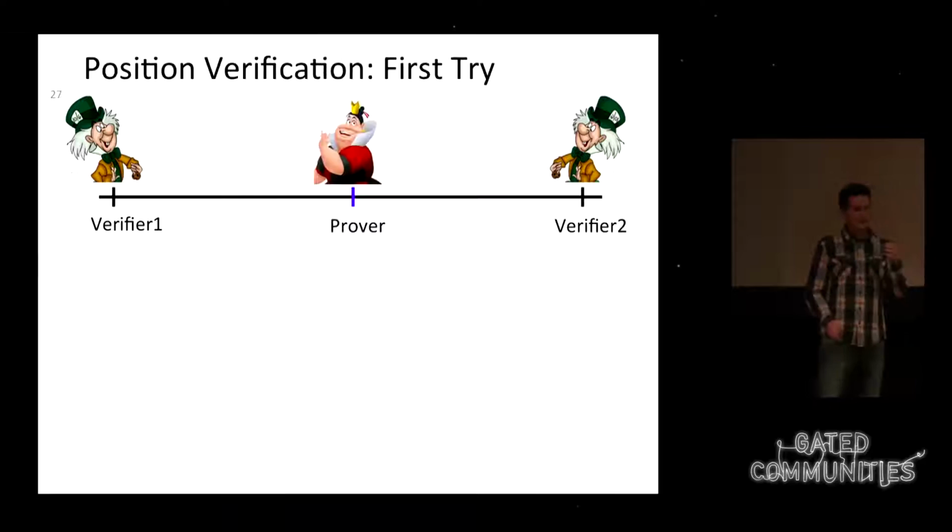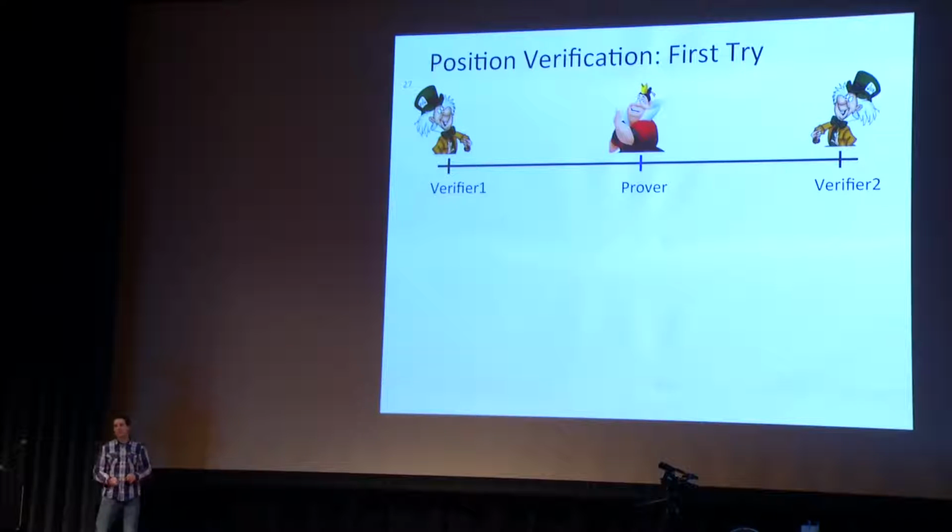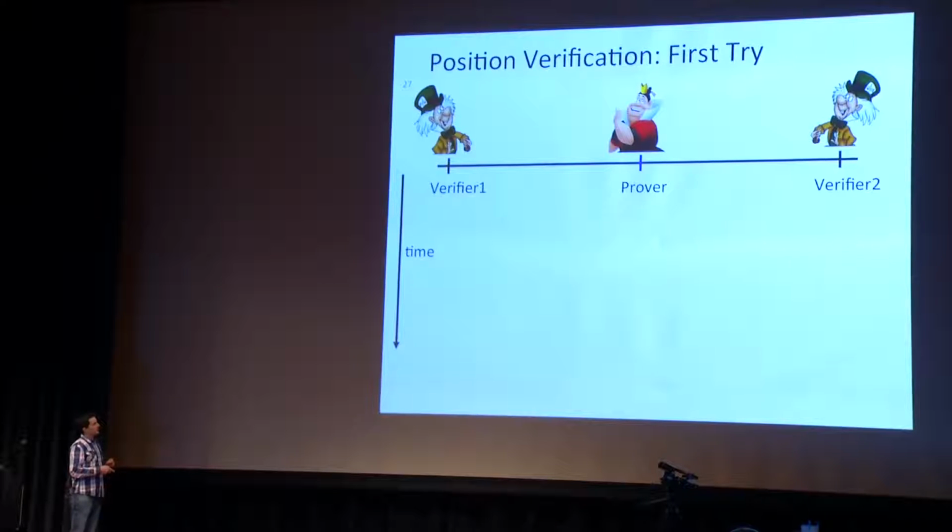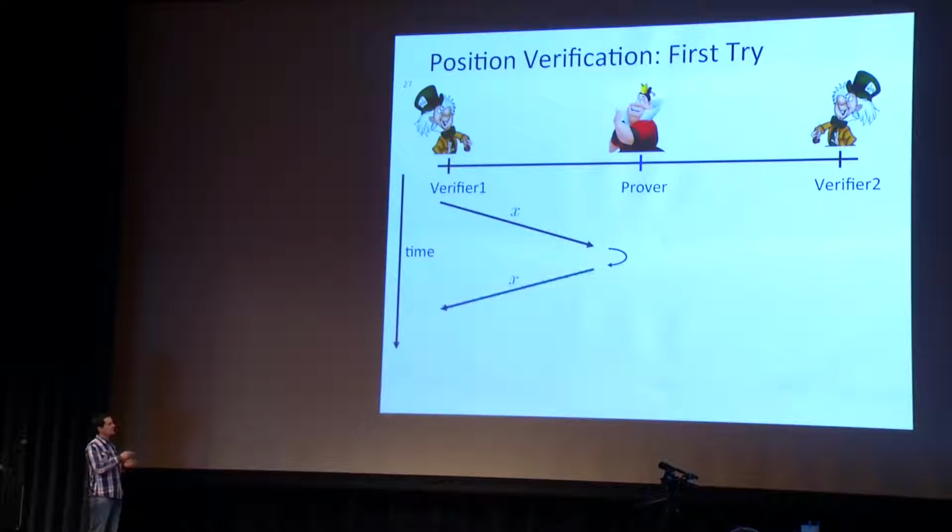OK, let's try it like that. So the first try goes as follows. Let's say time goes downwards. And we have the following protocol. Verifier 1 picks a random nonce, some random string x, and sends that to the prover. The prover is simply asked in the protocol to return that string x back to the verifier. And the verifier measures the time it takes for the string to come back.